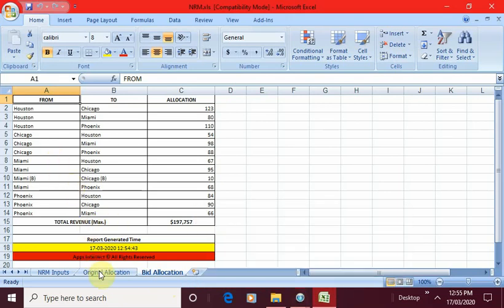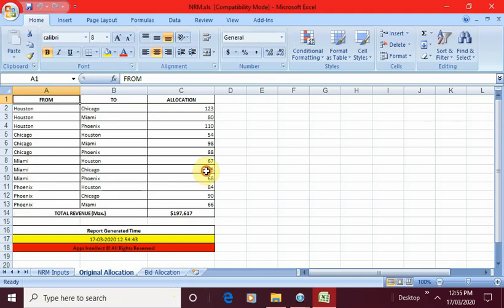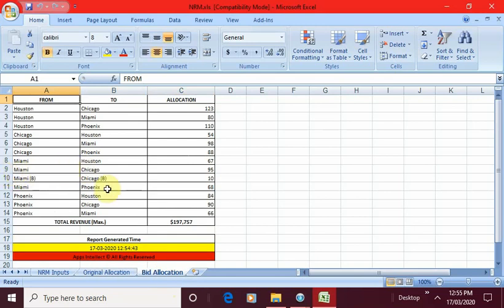As you see, in the original allocation, Miami Chicago was 105, and now there will be two entries. Miami Chicago here is 95. Miami, this is the bid, and this has become 10 allocated out. And this is the way the report is generated.